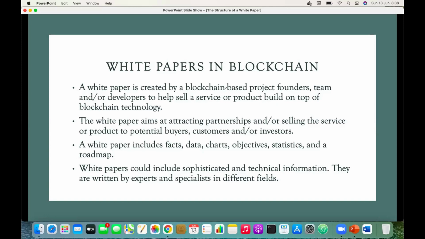I'm going to talk about the roadmap later because it's an extremely important part of the white paper, but that's what we need to understand so far. White papers could include sophisticated, complex information that is written by experts and specialists. And when it comes to this part, remember, the average Joe is reading the white paper. So you have to make sure that they understand the information. You have to make sure that those technical aspects, they are clear, they are defined in a very smooth way, and the information is well written and delivered to the mind of the reader.